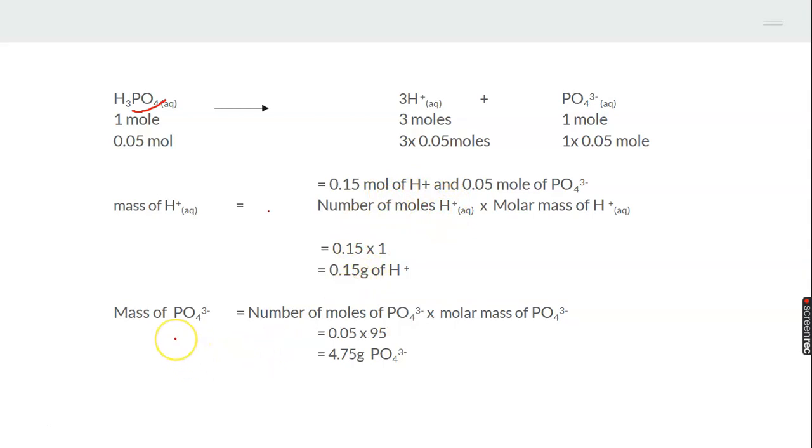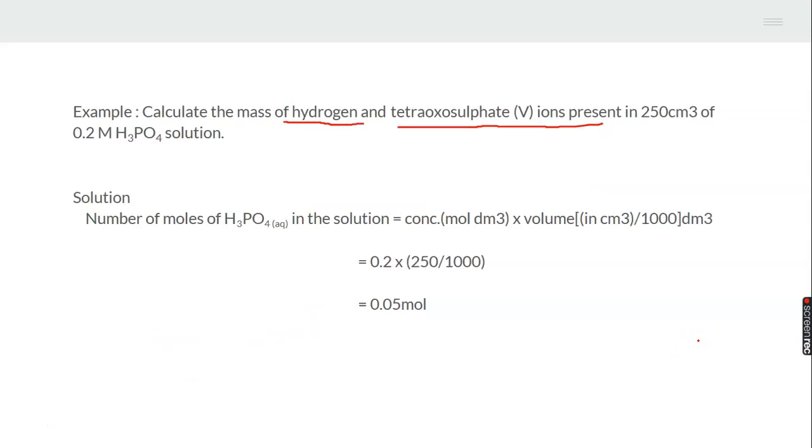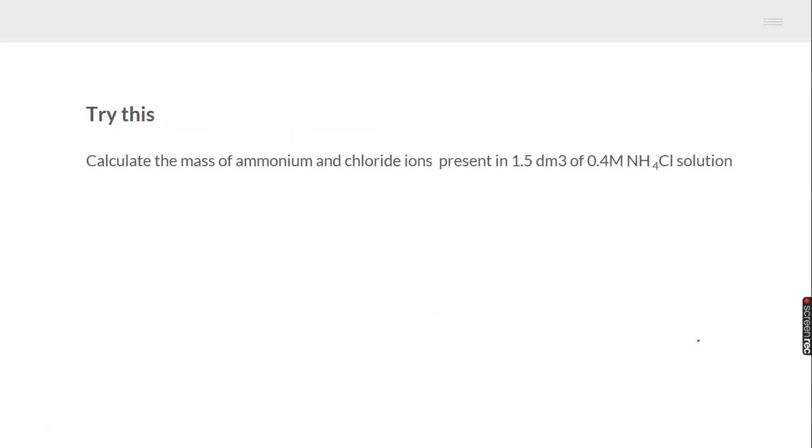Okay, same thing with phosphate ion. You're going to follow the same formula to achieve the same results. So I want you to try this on your own and see maybe we are on the same page.